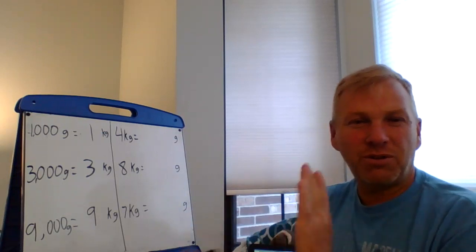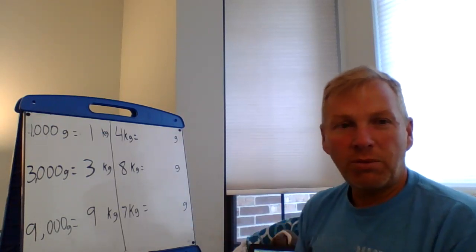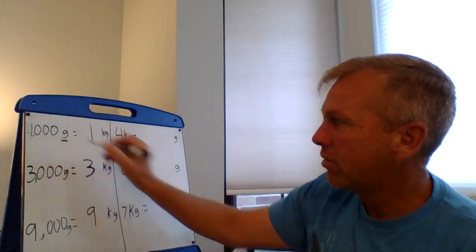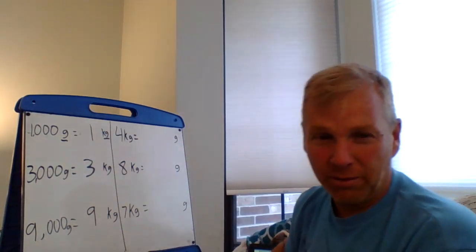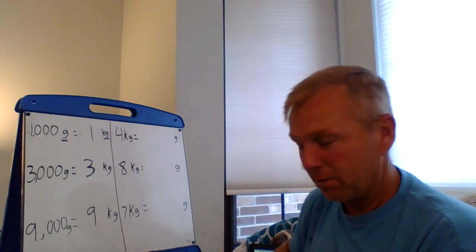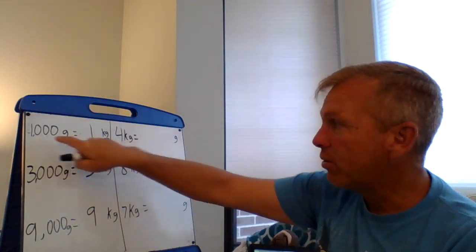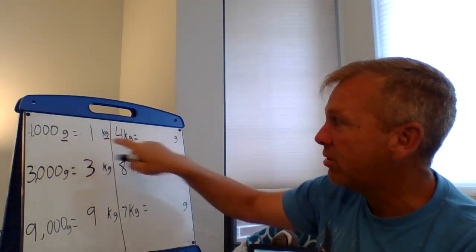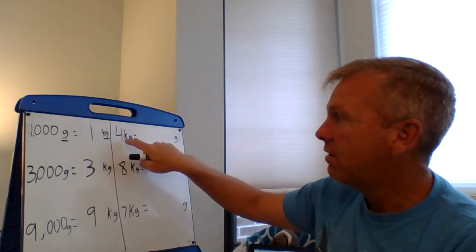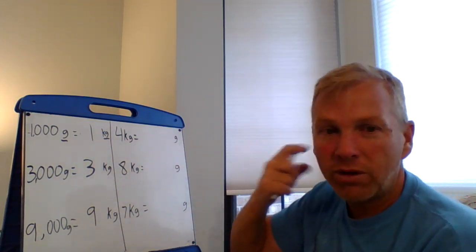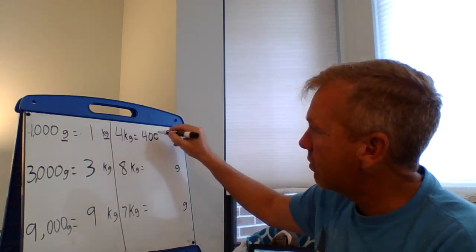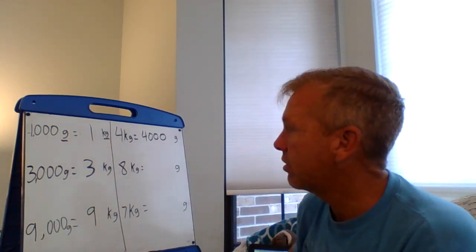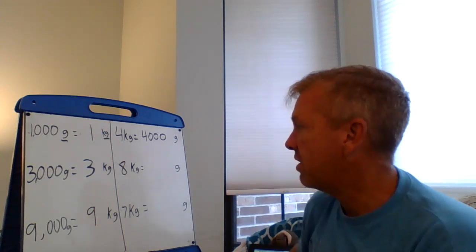That's all they're going to ask you to do, is just bounce back and forth. So just remember, am I looking at grams or am I looking at the kilogram? Okay? So 4 kilograms equals how many grams? Well, we know that 1,000 grams equals a kilogram, so I know that would be 4 times 1,000, which is 4,000 grams. Fair enough.